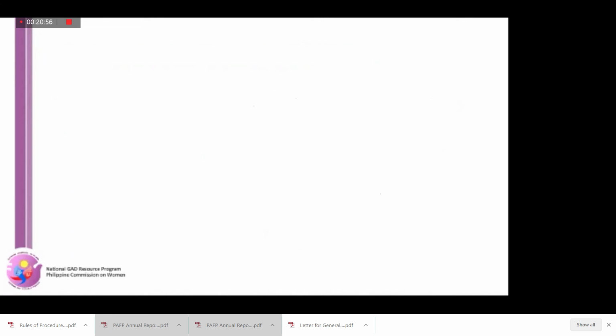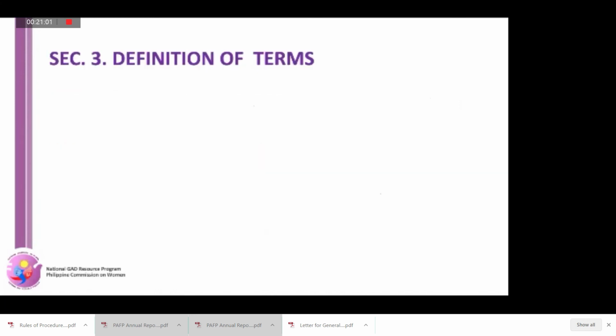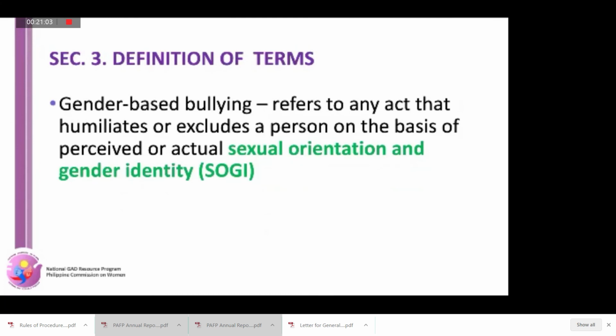Now, the Anti-Bullying Act and its IRR is also one law that I mention here because this is the first time that gender-based bullying was mentioned. In fact, the concept of SOGI was also identified: if there are any acts that can humiliate or exclude a person on the basis of SOGI in a given academic setup, then that can be called gender-based bullying, punishable by the Anti-Bullying Act.